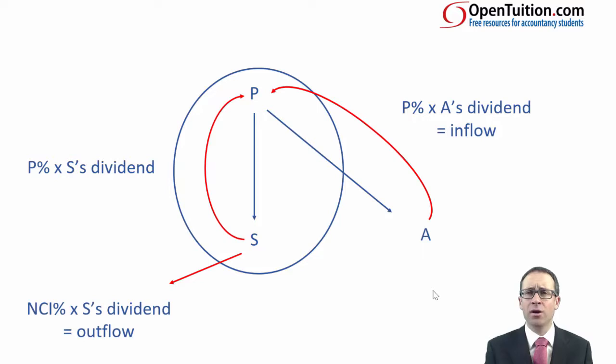The dividend paid to the non-controlling interest is an outflow. The dividend received from the associate is an inflow. Okay, so there's the two things, first of all, that we need to go through and consider. We'll then need to consider things a little bit further.